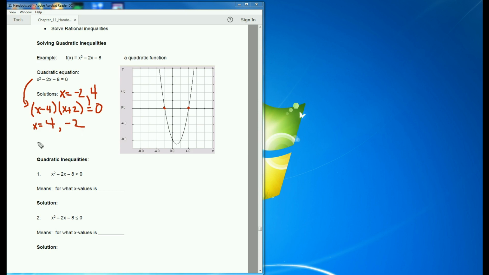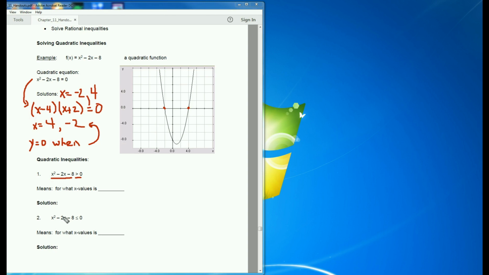So the whole point here is that y equals 0 when x equals either 4 or -2. So that's just a straight up quadratic equation. Where is y equal to 0? So now we are asking a different question. We're asking, where is this greater than 0?